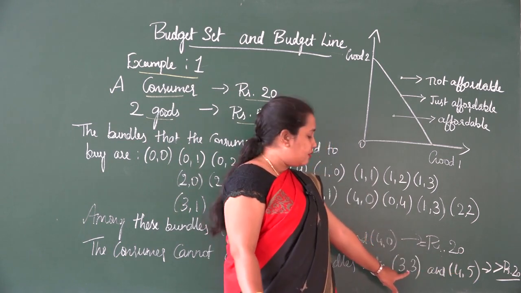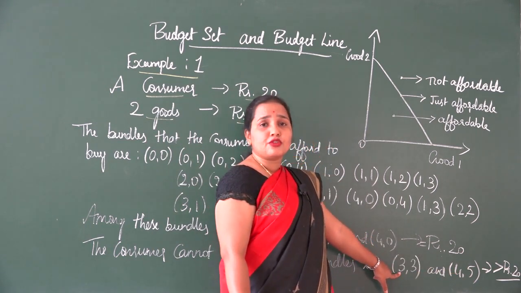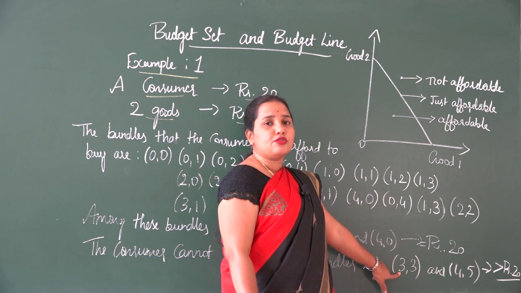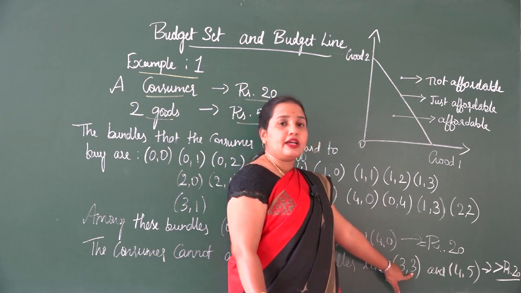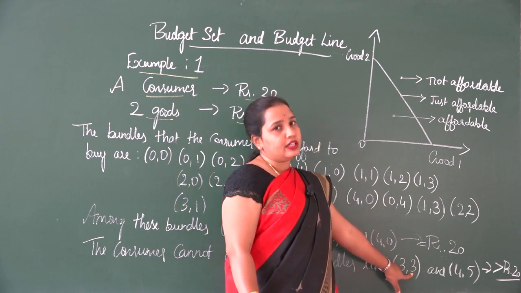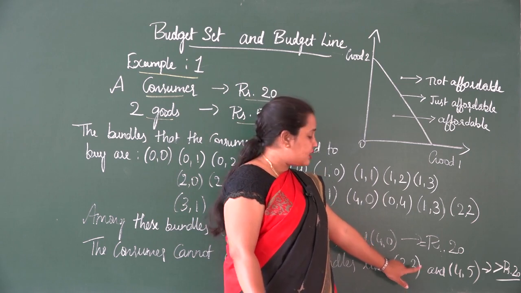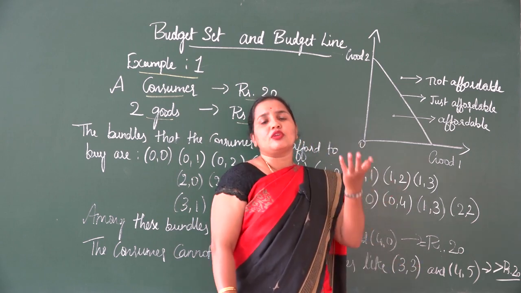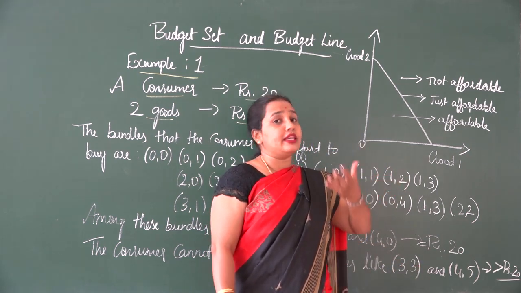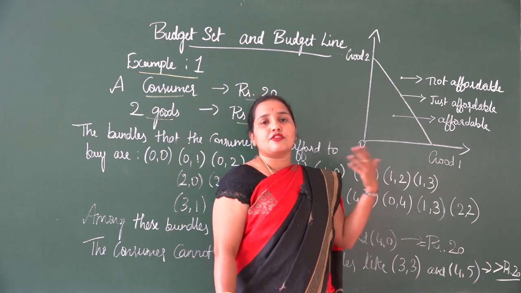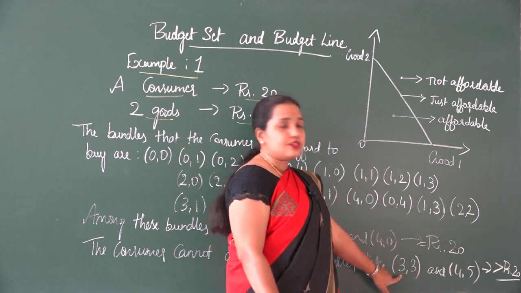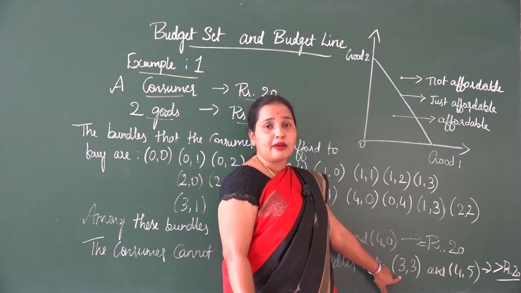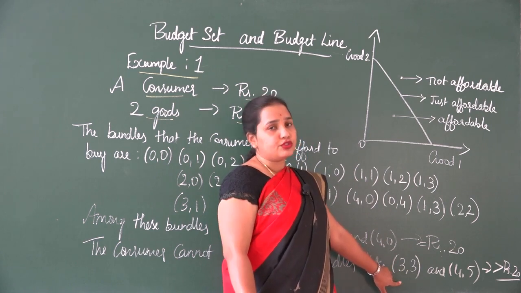Here you can observe, when he spends 15 rupees to buy 3 units of good 1, is it possible to buy 3 units of another good? Not possible. Why? Because he is left with only 5 rupees. With that 5 rupees he cannot purchase 3 units of good 2. Therefore, this is not possible. He cannot afford to buy this combination of 2 goods.